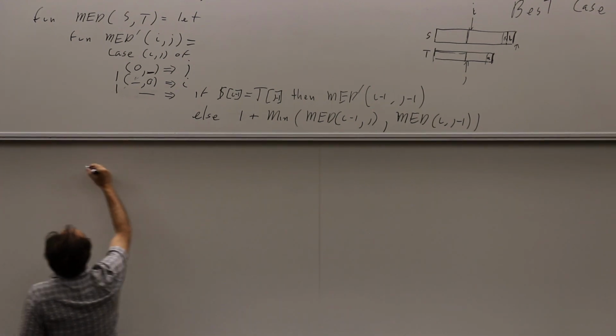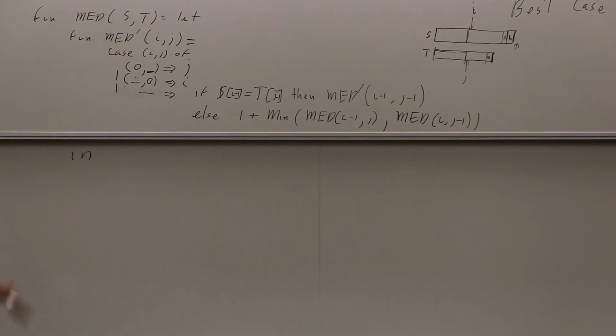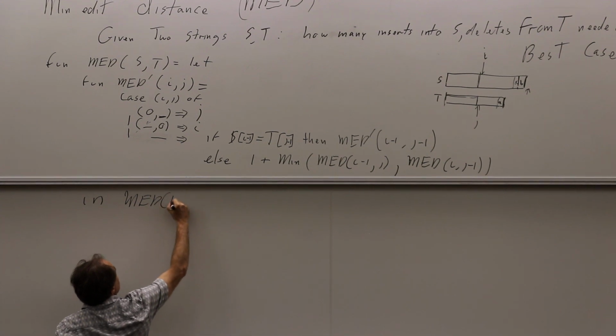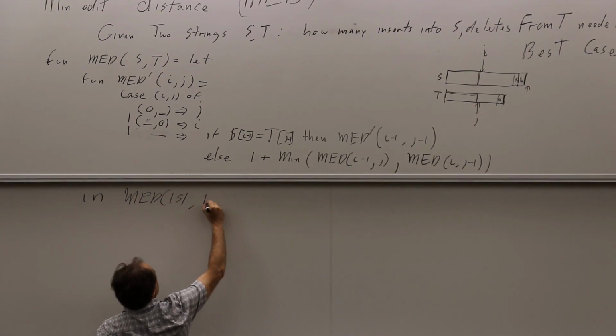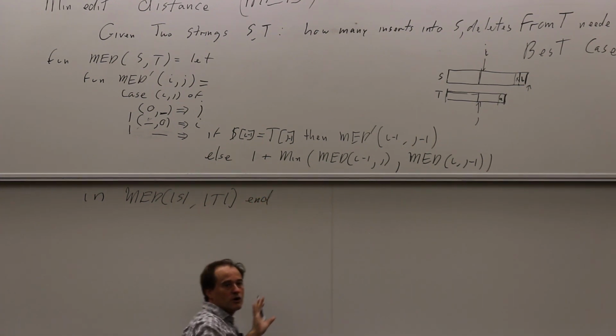Okay, I guess I can continue the code. There's an in here, right? Because there was a let at the very beginning, and I just have to initialize this MED of the size of S and the size of T. Okay, that's the code, right?